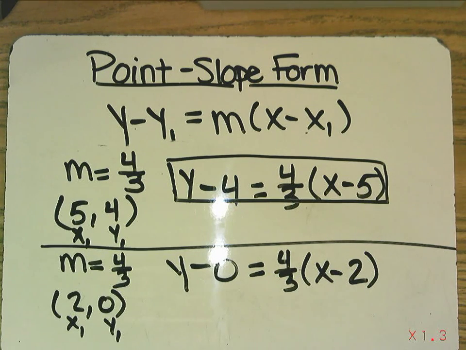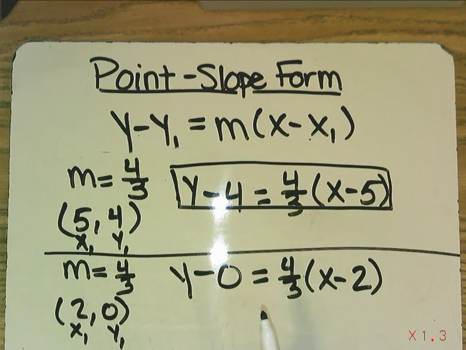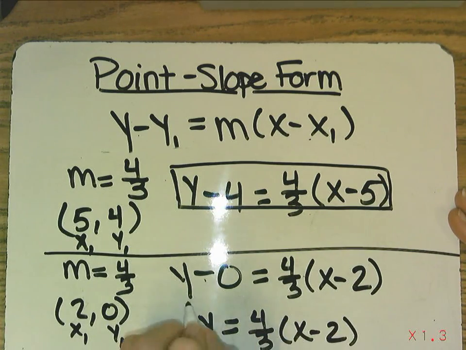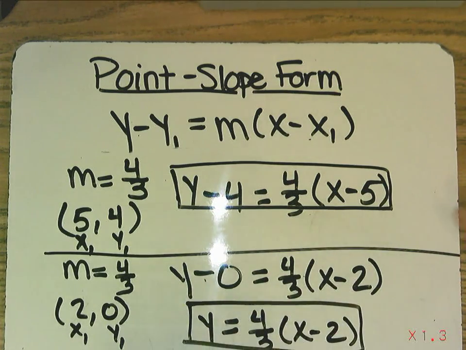This is correct. However, I don't really want to leave this y minus 0 because I know that anything minus 0 is just itself. I'm not changing y, I'm not adding to it, I'm not taking anything away from it. I'm literally taking away nothing by subtracting 0. So I'm going to rewrite this as y equals 4/3 times x minus 2. And that would be what your equation looks like if you had selected the point 2, 0.